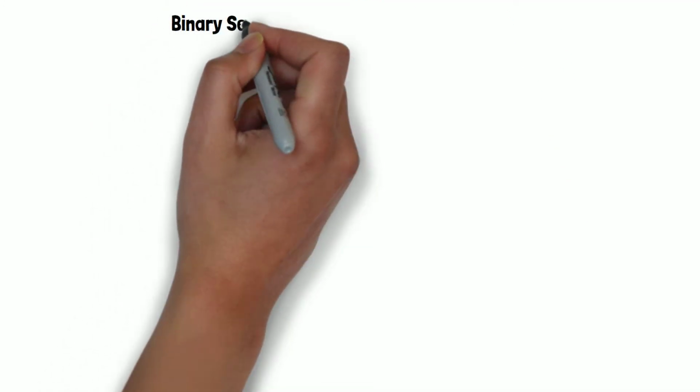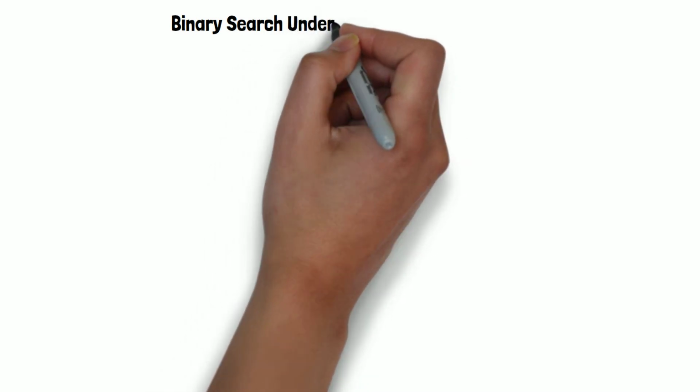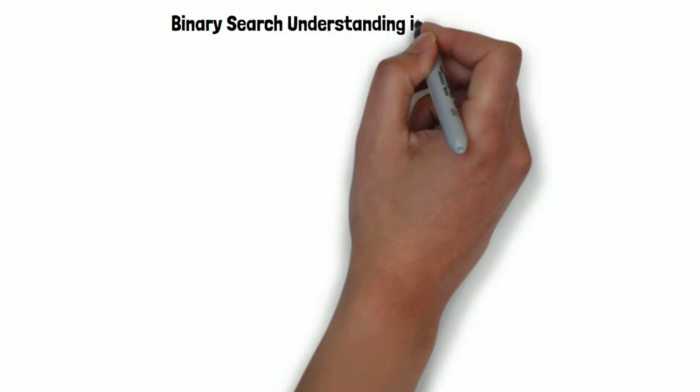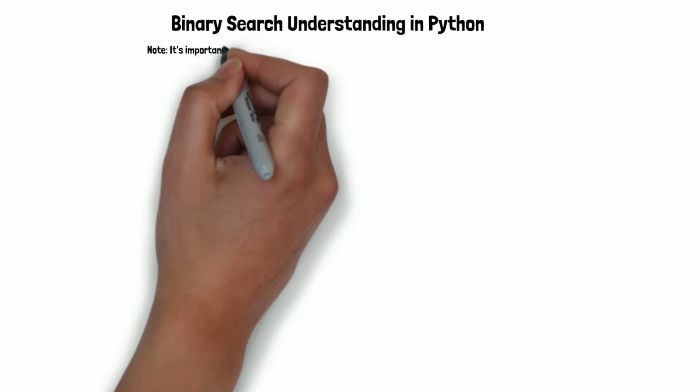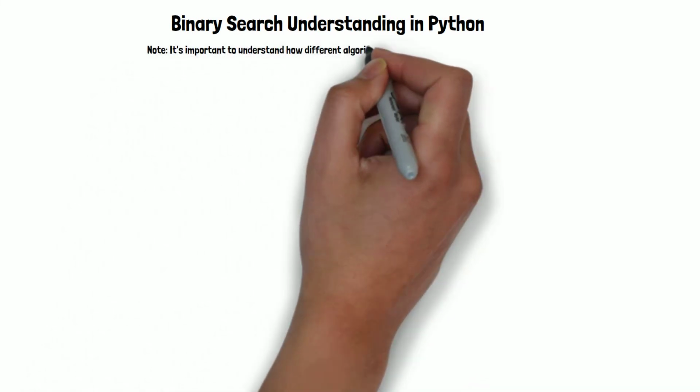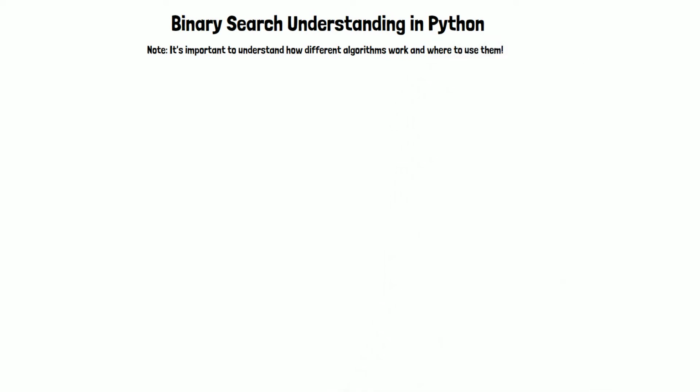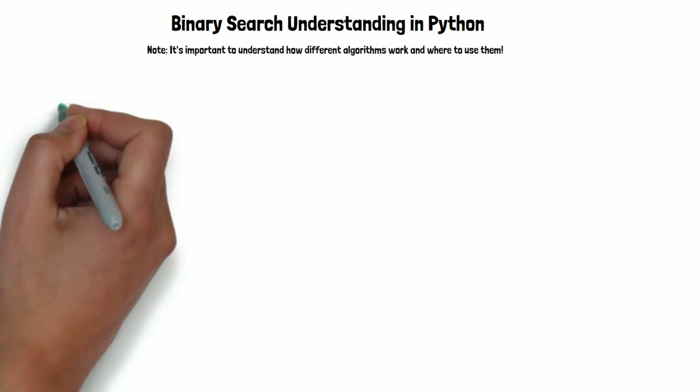Now, let's see how to code binary search in Python. Keep in mind that it is more important to understand how algorithms work rather than knowing how to code them, because you can always find the source code for these common algorithms online. It is more important to understand where and how to use these algorithms. Now let's get back into binary search.